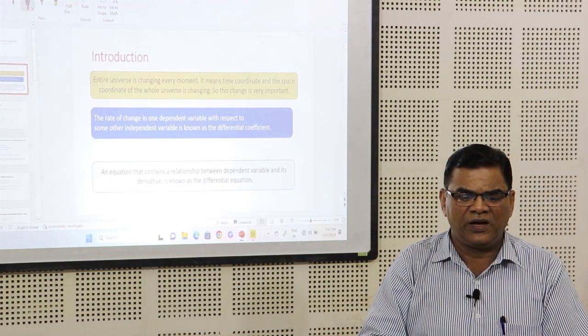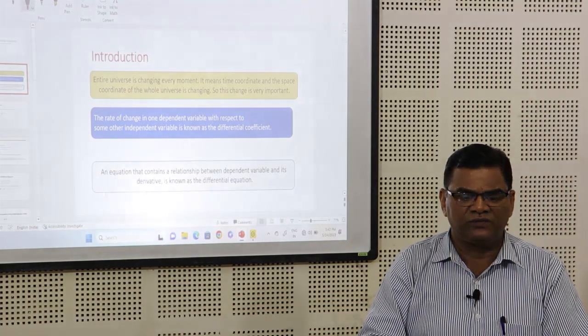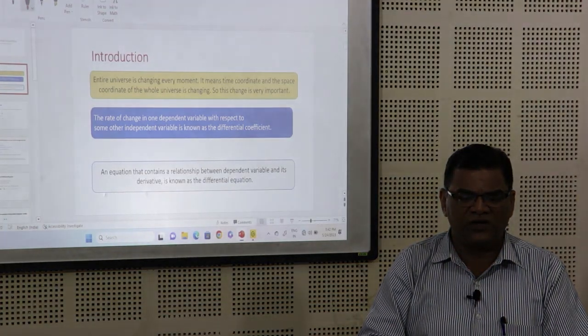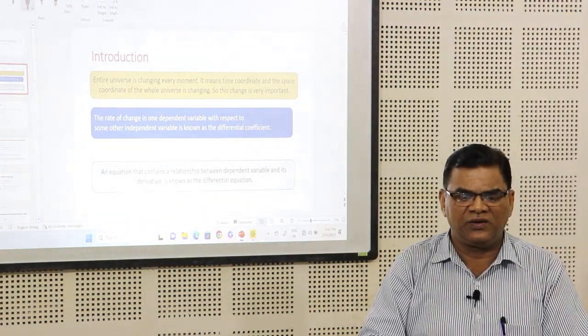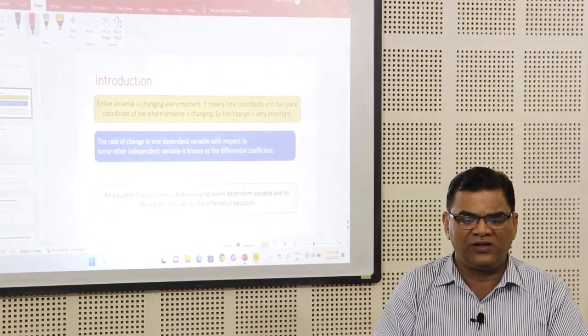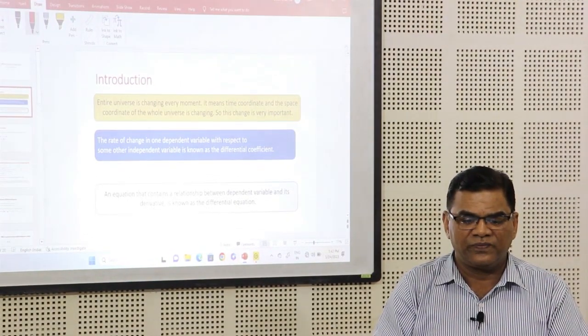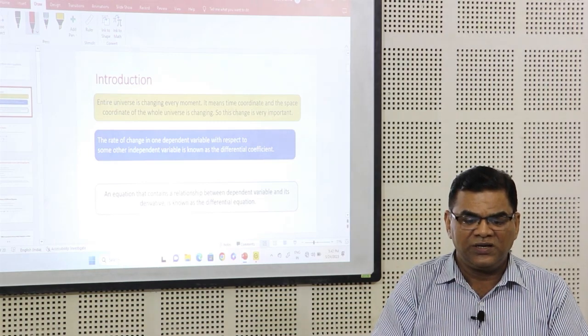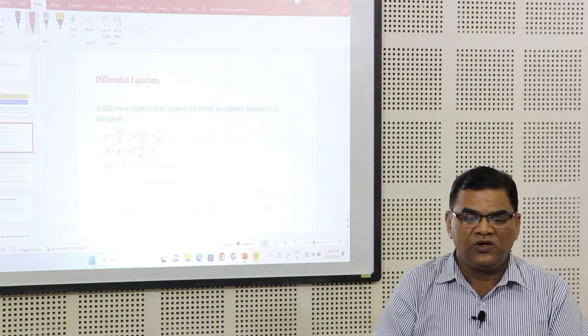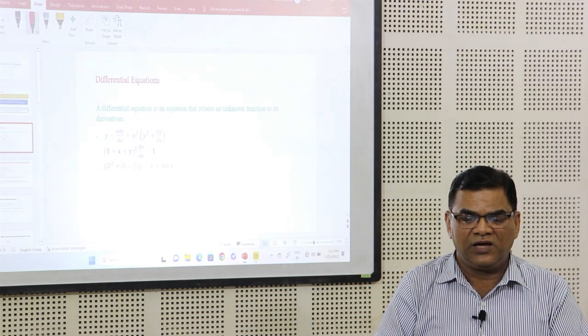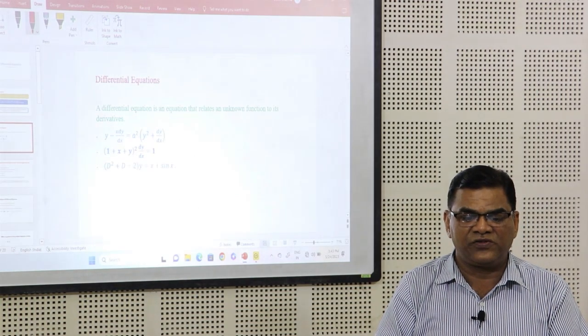For example, bankers know what the rate of inflow is, what the rate of outflow is, the increase in income, the decrease in production, and the decrease and increase in sales. So, the rate of change in a dependent variable with respect to the independent variable is known as the differential coefficient, and an equation that contains the relationship between a dependent variable and its derivative is known as a differential equation. So, we can define a differential equation as an equation that has a function and its derivative.